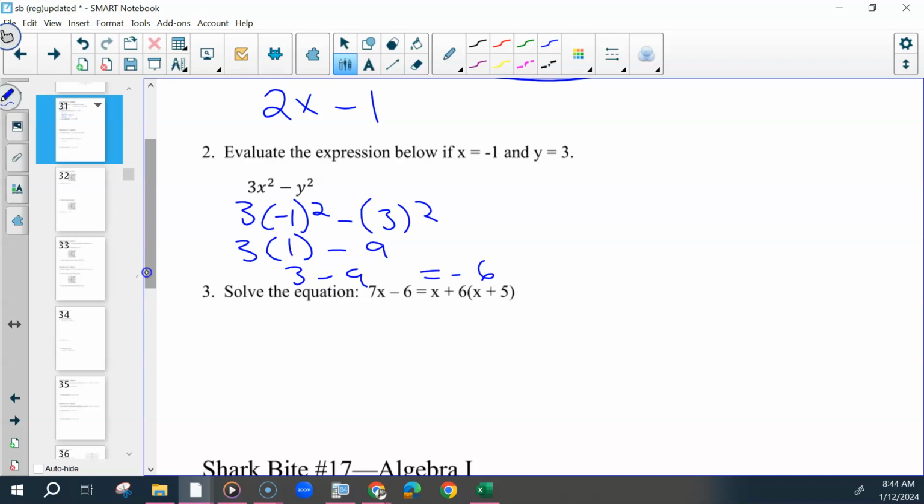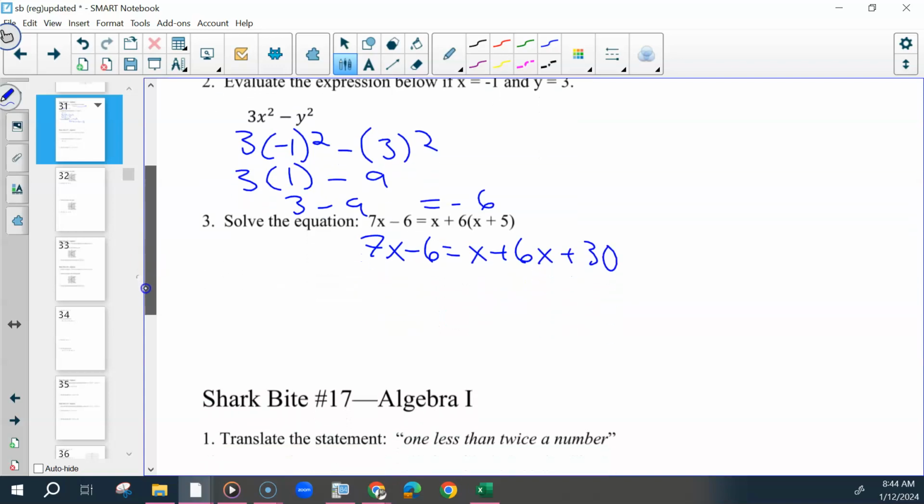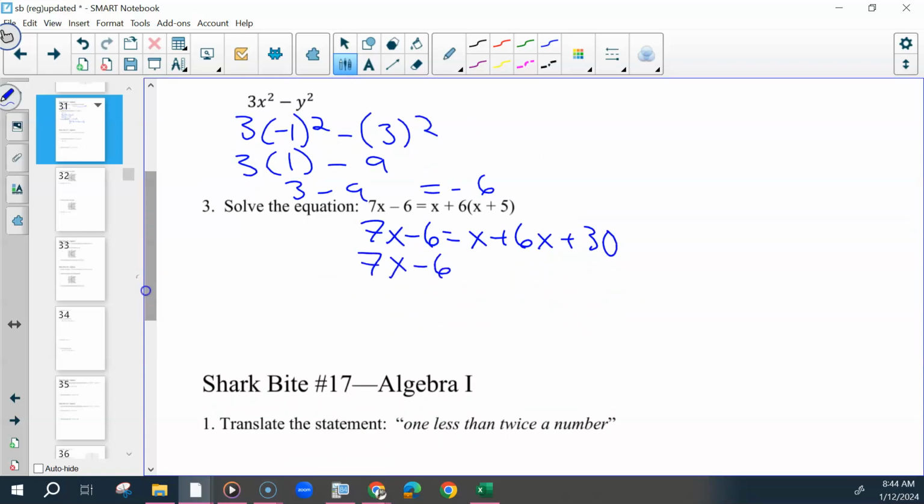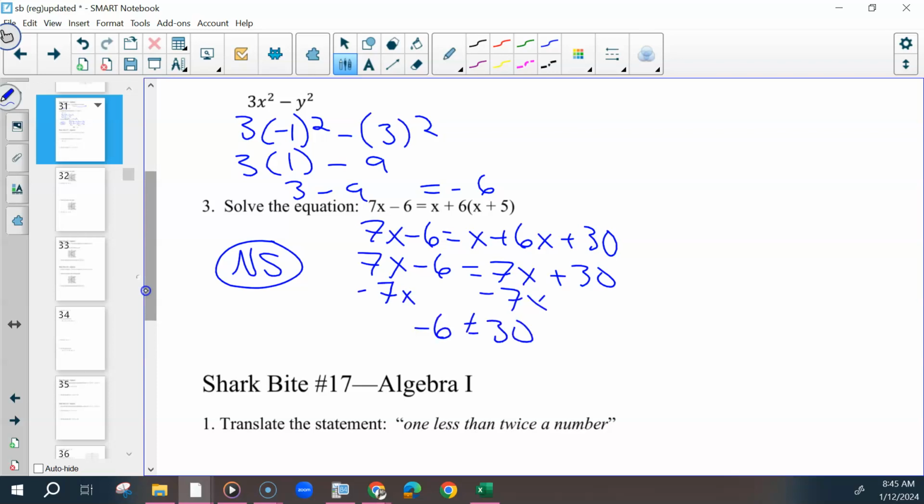And then number 3, if we distributed and then combine like terms, we get 7x minus 6 equals 7x plus 30. From this line, we can see that it's going to be no solution because we have the same coefficient but 2 different constants. So you could stop there, say it's no solution, or you could keep going, get rid of your variable terms, and see that you have 2 different numbers. -6 does not equal 30.